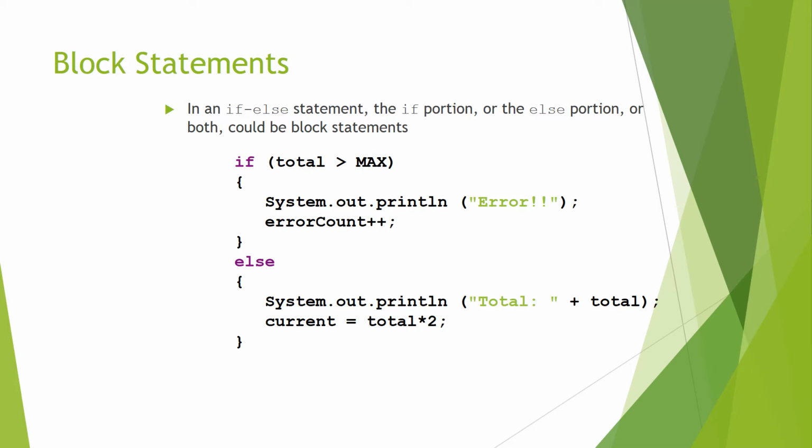Continuing with block statements. In an if-else statement, the if portion or the else portion or both could be block statements. Take a look at the example below. Do you see how you have your statement within the brackets in the if section of the code and in the else section of your code? Take a moment to look over the code and make sure you understand how it is laid out.